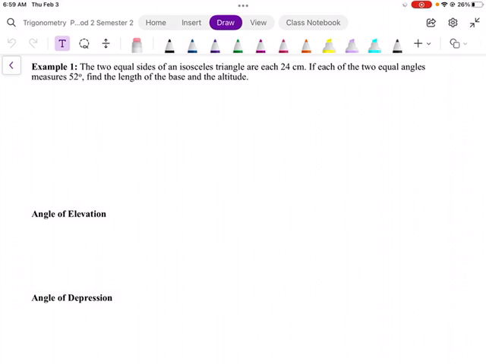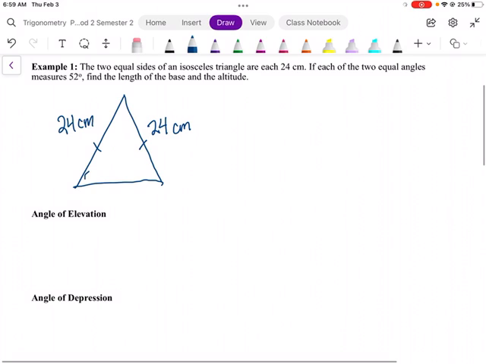So our first example says the two equal sides of an isosceles triangle are each 24 centimeters. So the first thing I'm going to do is draw that. Then it says if each of the two equal angles measure 52 degrees, and remember in an isosceles triangle, the equal angles are opposite of the equal sides. They want us to find the length of the base and the altitude.